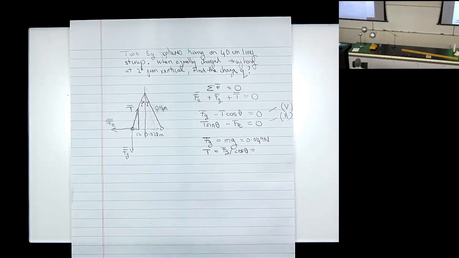Can you see where that came from? That came from this equilibrium here. The force of gravity is balanced by T cosine theta. If I rearrange that equation here for the vertical equilibrium, I get this second equation here. I know the gravitational force, so now I can figure out the tension force.